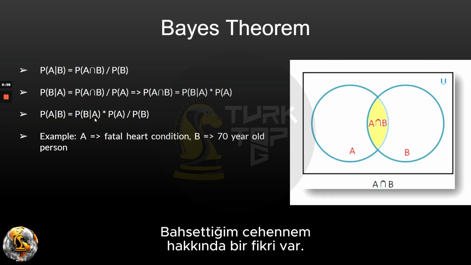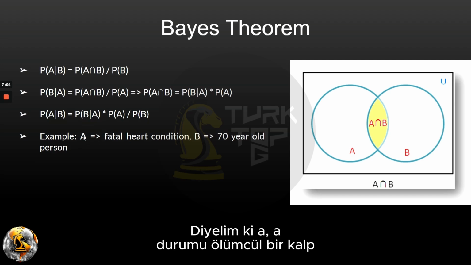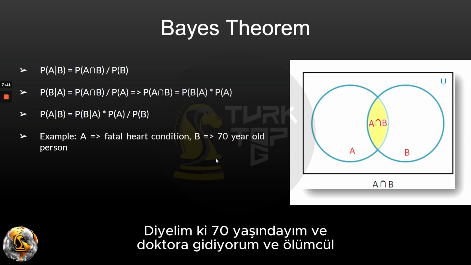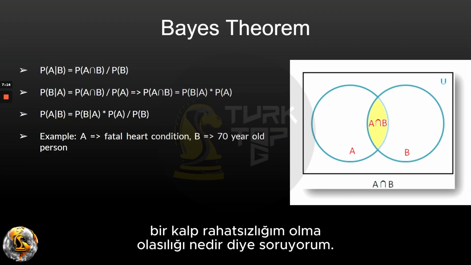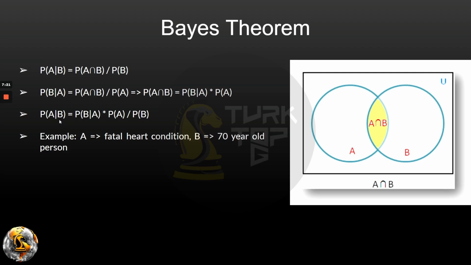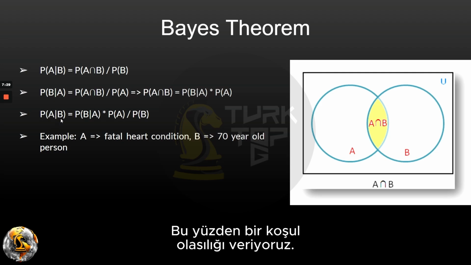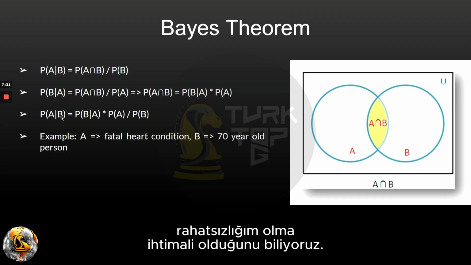I'll take a real world example so you have an idea of what I'm talking about. Let's say condition A is a fatal heart condition and condition B is a person being 70 years old. So let's say I'm 70 years old and I go to the doctor and ask, what's the probability that I have a fatal heart condition? You should intuitively know that your age matters in heart conditions, so that's why we're using a conditional probability. We know the condition that I'm 70 years old. What's the probability that I have a fatal heart condition?